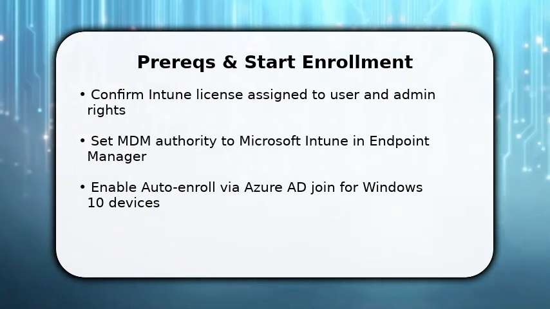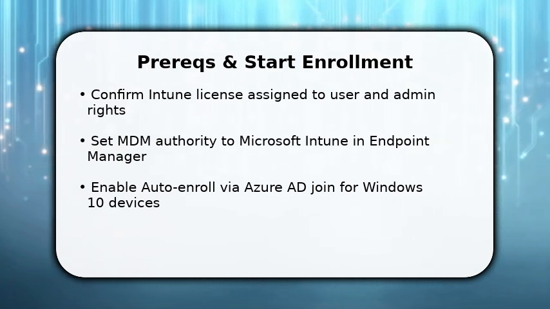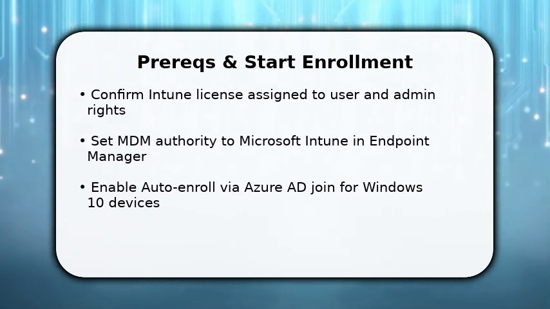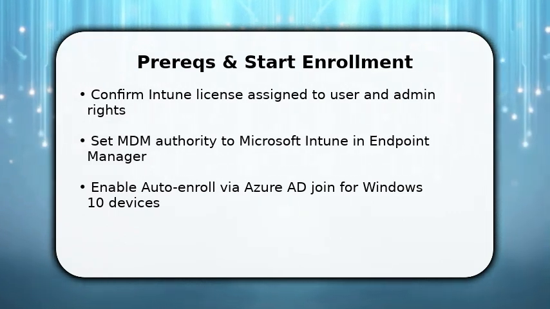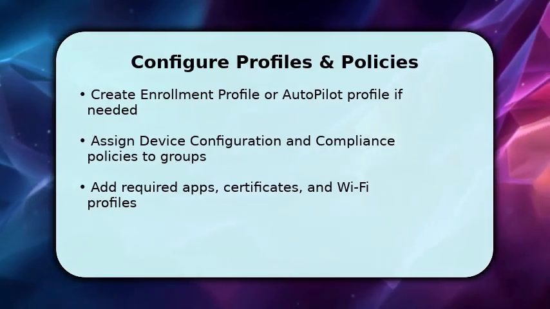Now prepare a test device, update Windows 10, set time sync, and sign in with the Azure AD account. This gets enrollment initiated immediately and avoids common blockers at the outset. Once enrollment is active, you need to configure what the device receives.